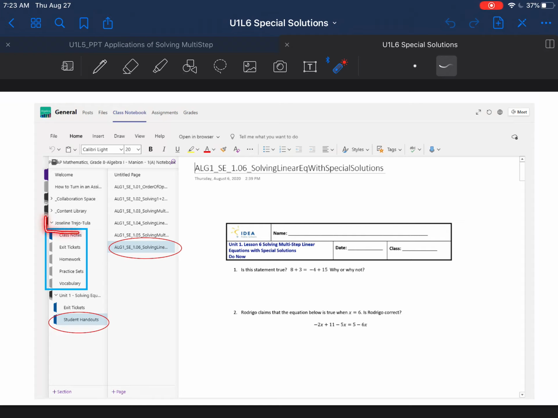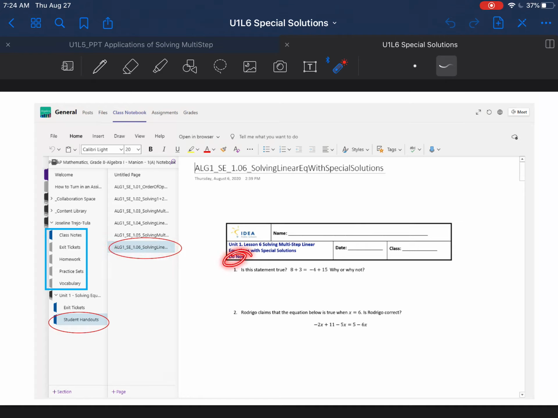Next up, you're going to see everyone's name, that's your folder. Sorry, Jocelyn, I'm in your account. Then you're going to see Unit 1 Solving Equations. Within there, you're going to see exit tickets and student handouts. Your exit tickets are where you're going to find your assignment every single day. Secondly, in your student handouts, you're always going to find the entire lesson handouts.